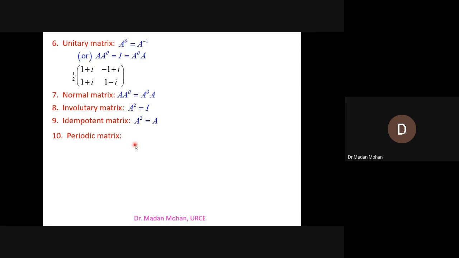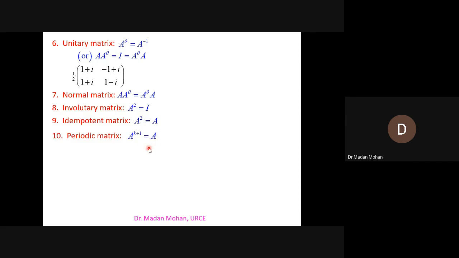Periodic matrix. Period means, for example, Sunday to Saturday, and again Sunday to Saturday. It is a repetition. Similarly here, A power k plus 1 equals A. If you go on finding A square, A cube, A power 4 and so on, sometimes you may reach A again. Sunday, Monday, Tuesday, again you are getting Sunday. Similarly here, you get A again after some stage. If you get A again like this, such a matrix is said to be a periodic matrix.